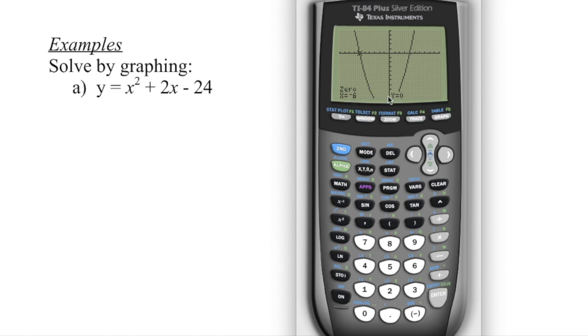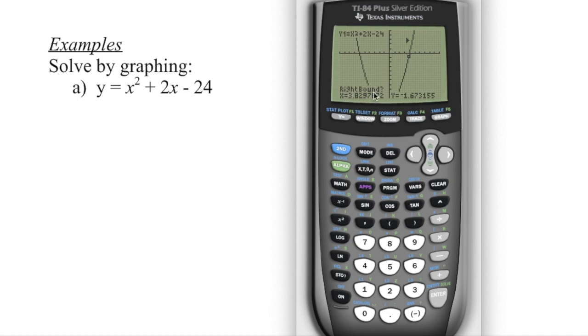Now we have to do the second one. So we're going to go again, second function trace. We're going to choose 0, number 2, 0, and the calculator says, are we on the left? So again, you have to imagine that there is a vertical line passing through that x-intercept. If I'm to the left of that, I'm now going to be below the x-axis. So I still need to have a negative y coordinate. So I'm going to move my cursor over here until I'm close and I can see that it is negative. So I'm going to press enter.